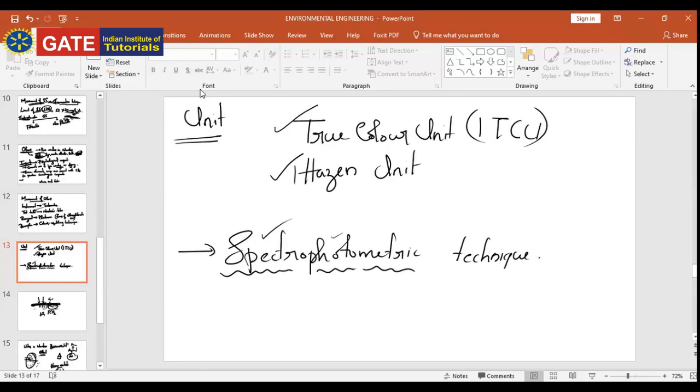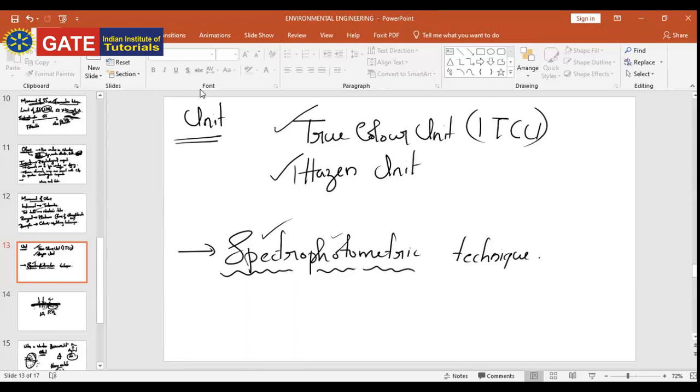Now what is photo? Photo means something related to light. So we are using light to find color, and metric means measurement, right? So we are measuring color using light, that is called the spectrophotometric technique. And the device used is called a spectrophotometer.